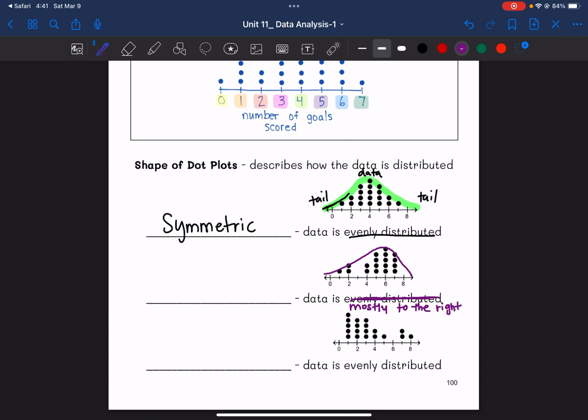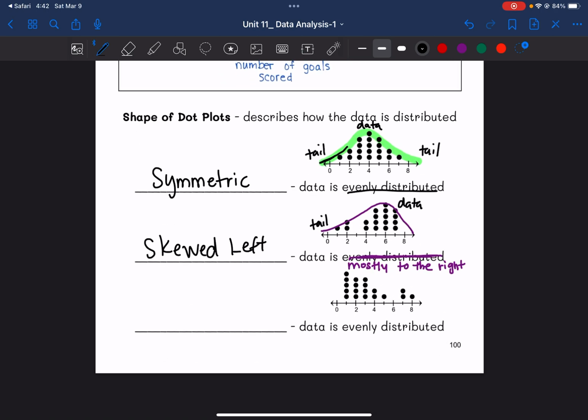Okay, now here the tail is on the left. Okay, data is on the right. All right, so what this means is that this one is called skewed left. Okay, data is on the right, so it's skewed left. The tail's on the left. Okay, all right, now let's look at the last one.